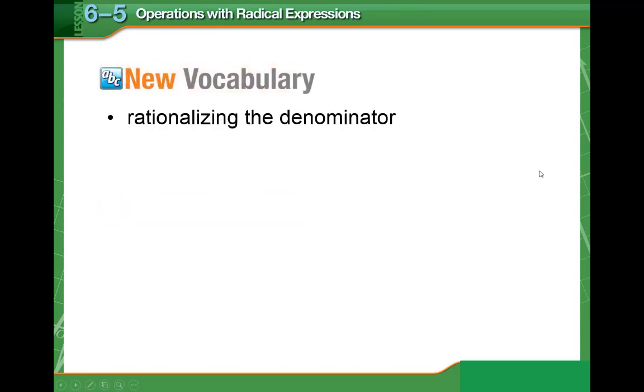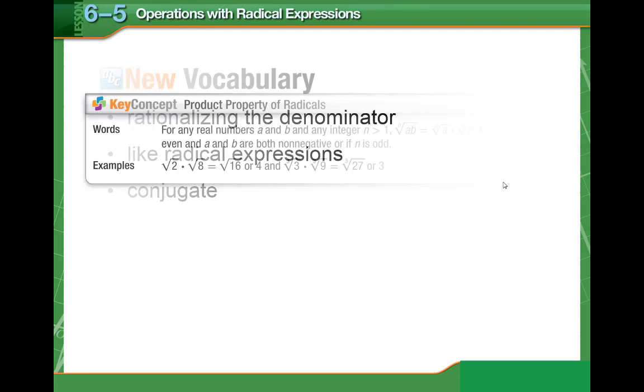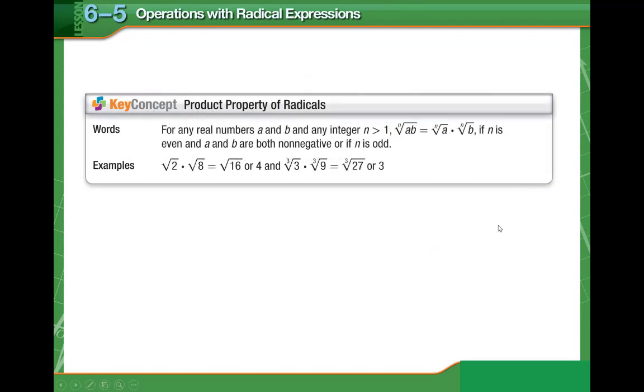We'll do things like rationalizing a denominator, because we never want to have a radical expression in the denominator of a fraction. We'll use like radical expressions. We'll add and subtract them. We'll work with conjugates, something we've discussed briefly before. Let's look at the first property.